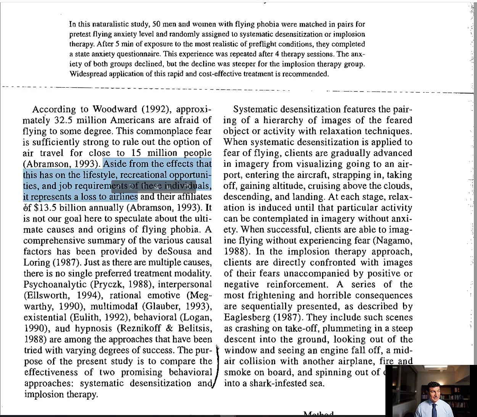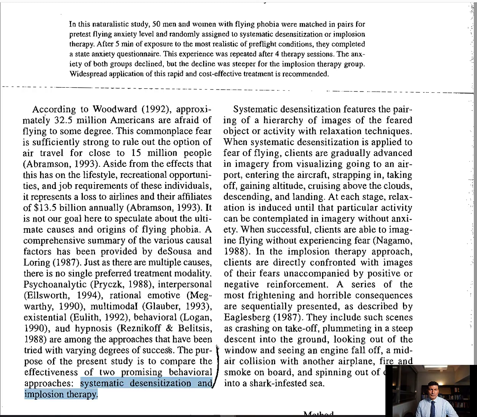And then they also talk about the airlines. And to me, it's important, of course, for the airlines. But as a psychologist, I think of the other human reasons. So then they talk about a comprehensive summary of different treatments. They found that psychoanalytic, interpersonal, rational emotive, behavioral, and hypnosis are among the approaches. The purpose of this study is to compare two promising approaches, systematic desensitization and implosion therapy.